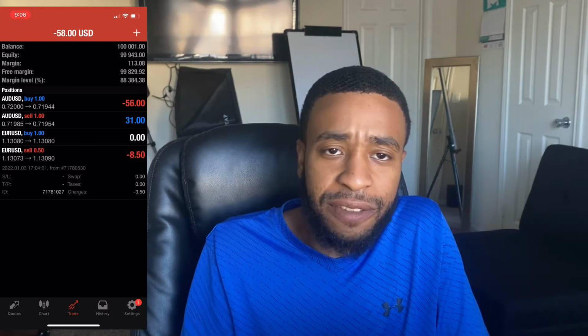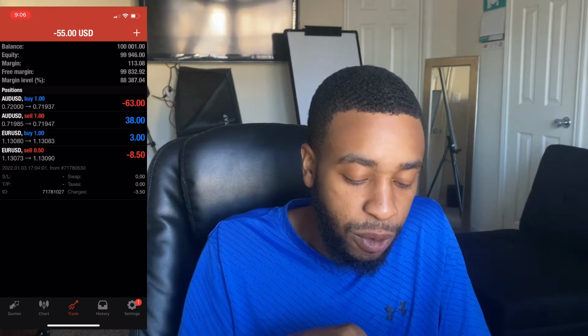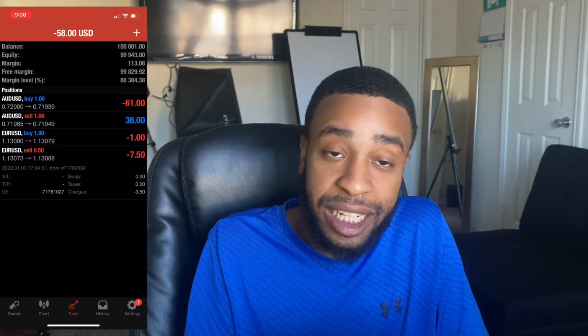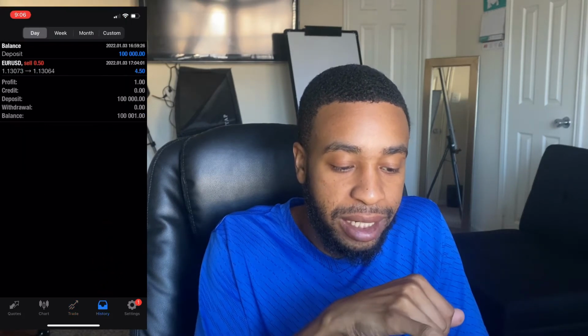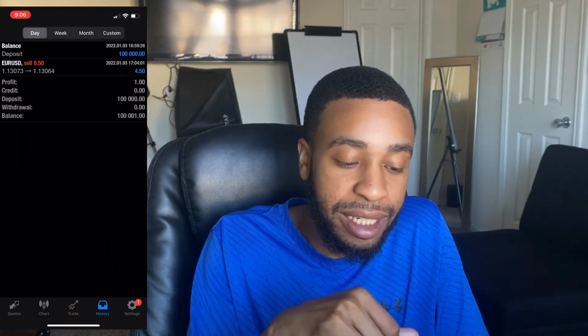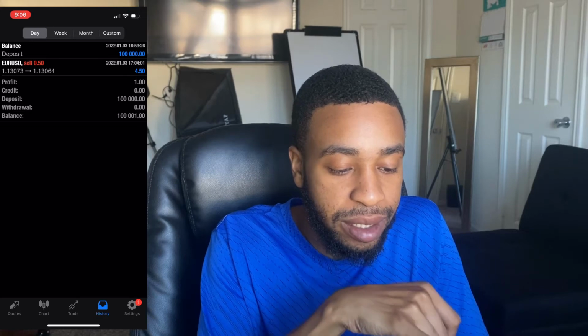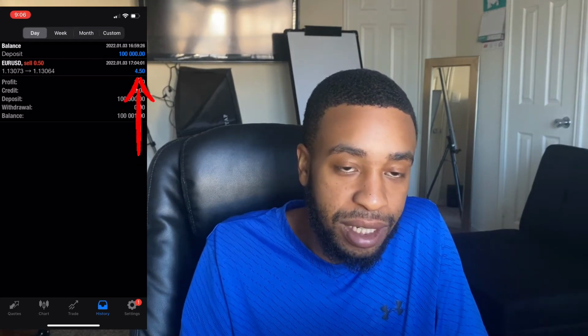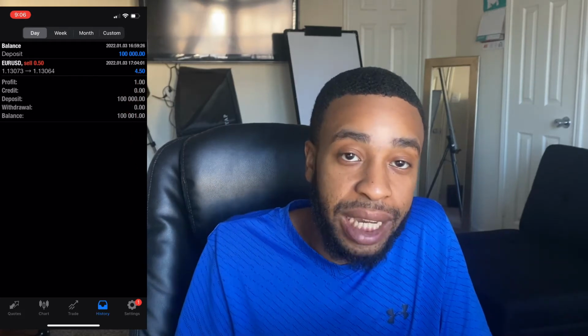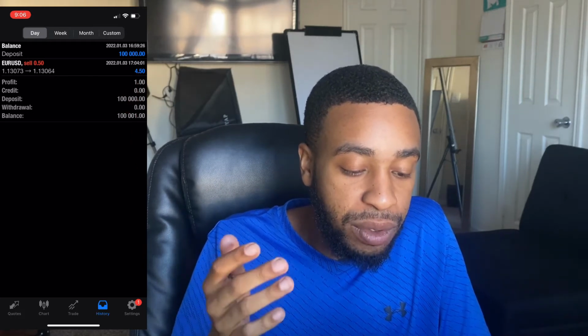You're like, okay, how do I verify that it actually closed out the money? At the bottom, where it says history, you're going to tap on that. And then notice, disregard where it says balance because this is a demo account. Notice where it says Euro USD sell 0.50, $4.50. So that goes to show you guys how you are able to take partials, right?